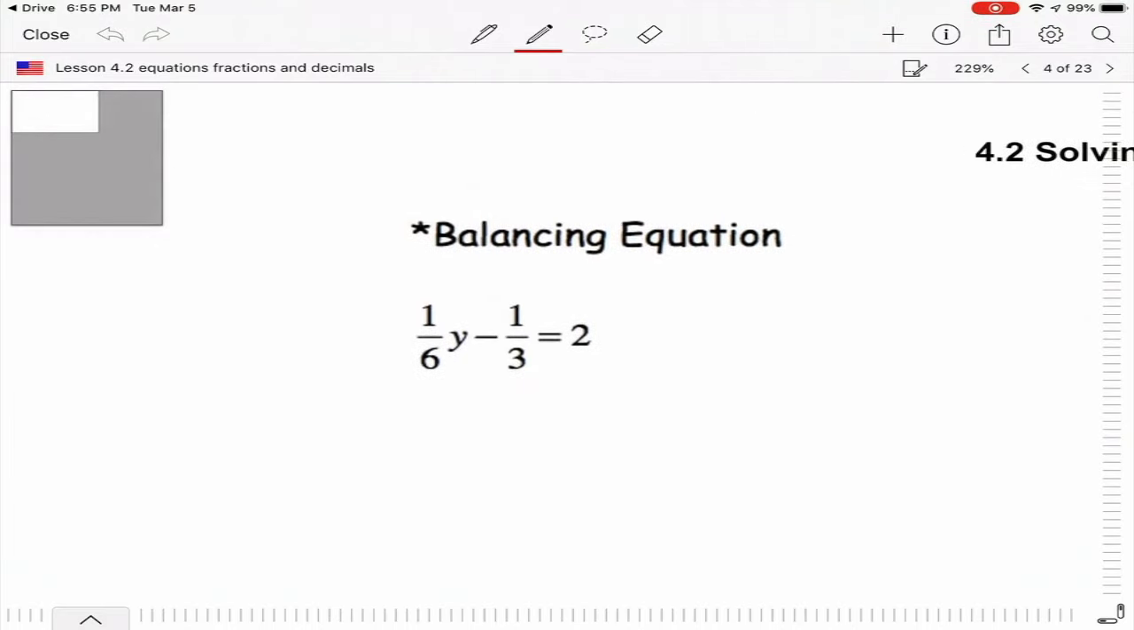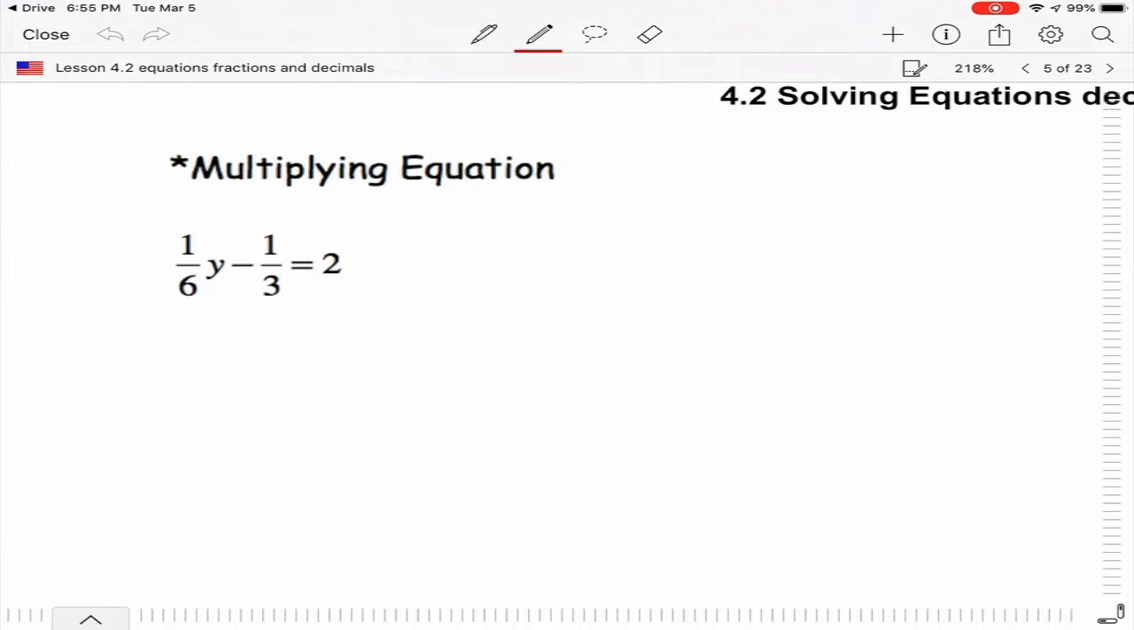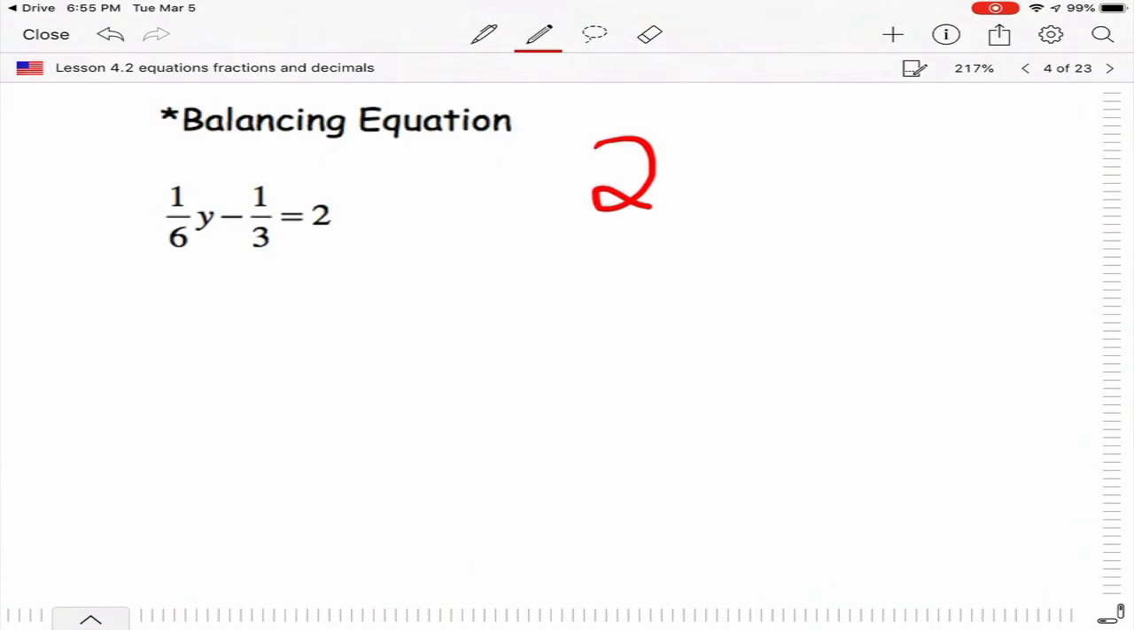Today's lesson is really meant for this problem right here. There's two ways you can solve this. You can use the balancing method, or you can use the multiplying method. Both methods are good. I use a combination of the two. Sometimes I use one over the other. It's not like one is better than the other. So I'm going to just give you a basic example.